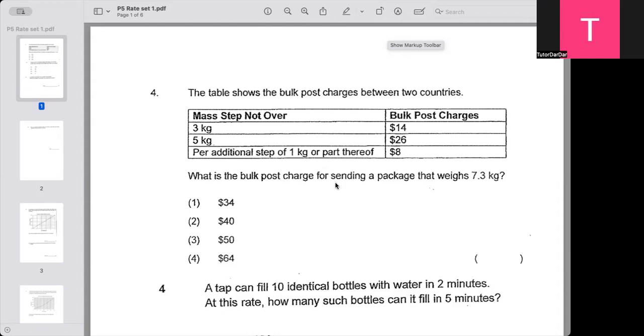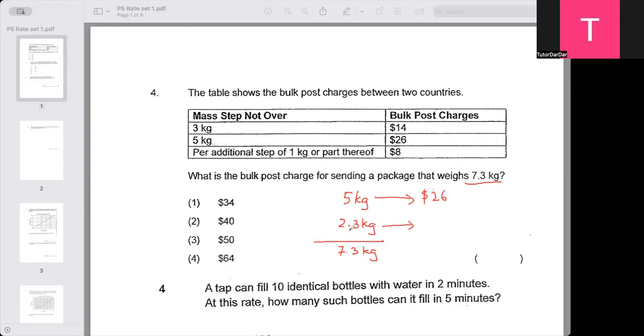So, what is the bulk post charge for sending a package that weighs 7.3 kg? Now, 7.3 kg, we cannot use 3 kg because it is a lot more than 3 kg. And the next one is going to be 5 kg, so we have to separate them into 5 kg and 2.3 kg. Total is going to be 7.3 kg. So now let's look at 5 kg. 5 kg is going to be $26.